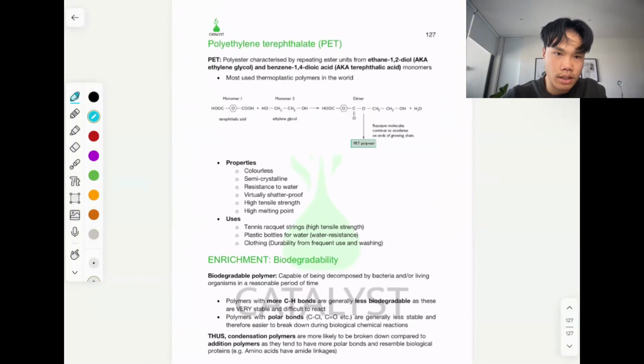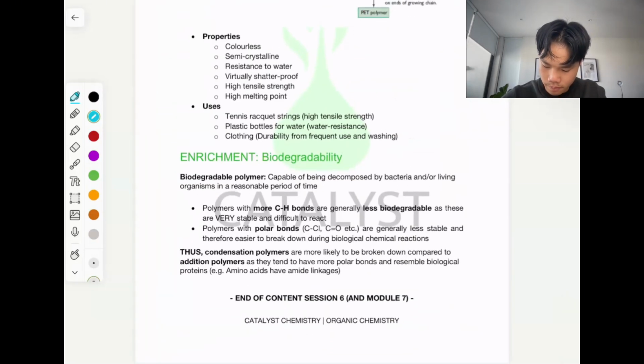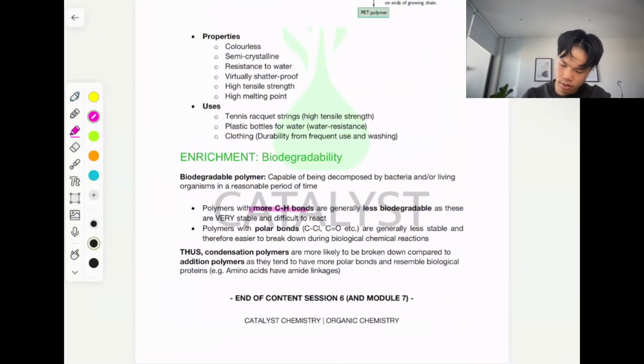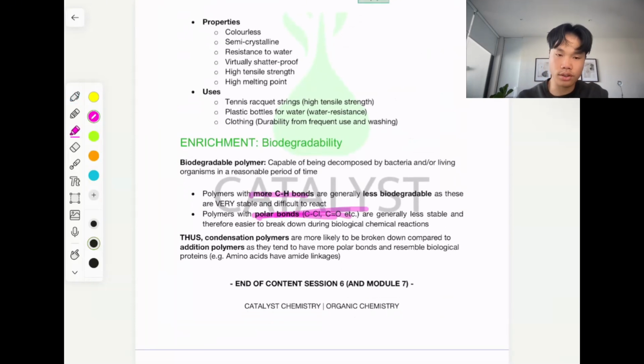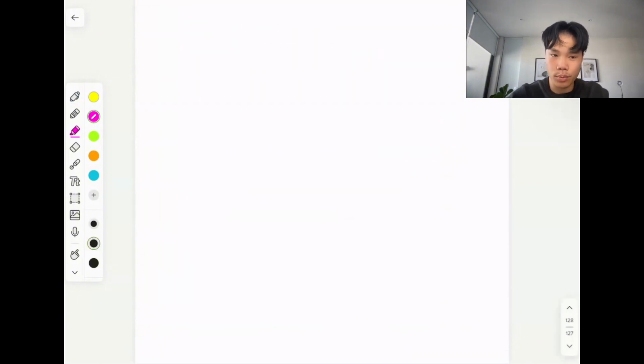Analytic 6, PET, and on the whole, polymers are less biodegradable if they have more CH bonds. And if they have more polar bonds like C-Cl and C-O, they're generally less stable and easy to break down. Okay, so that's all for Mod 7. Any questions going back through any of that?